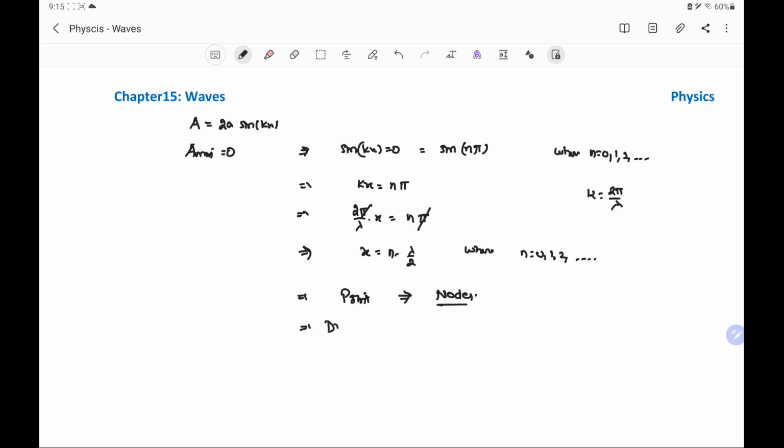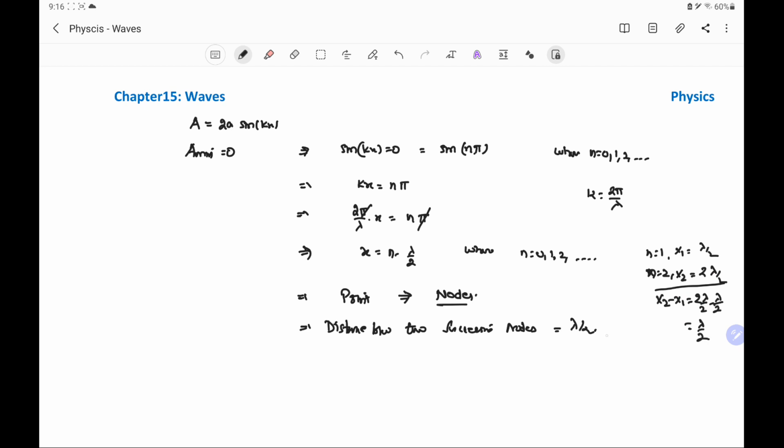And the distance between two successive nodes, like antinodes, is equal to lambda by 2. We can check here. If we put n equal to 1, x1 is equal to lambda by 2. If we put n equal to 2, x2 will be equal to 2 into lambda by 2. So the distance between them is x2 minus x1, 2 into lambda by 2 minus lambda by 2, so it is equal to lambda by 2. So the distance between two successive nodes or two successive antinodes will be lambda by 2.